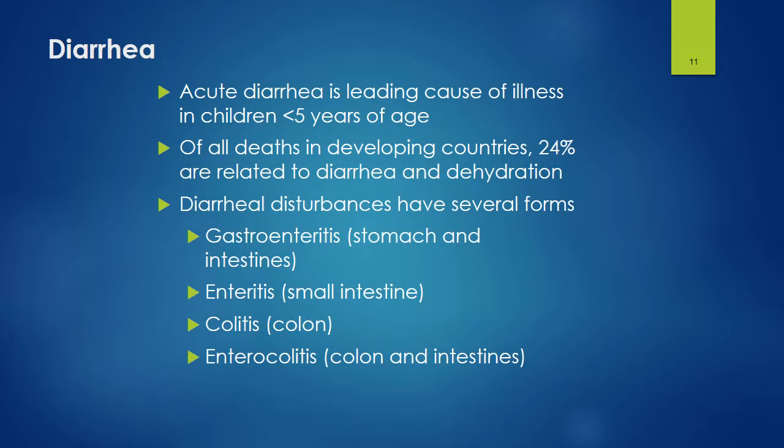Acute diarrhea is the leading cause of illness in children less than the age of 5. Of all deaths in developing countries, 24% are related to diarrhea and dehydration. Diarrheal disturbances have several forms. There's gastroenteritis, which involves the stomach and intestines, enteritis, which involves the small intestine, colitis, which involves the colon, and then enterocolitis, which involves the colon and intestines.